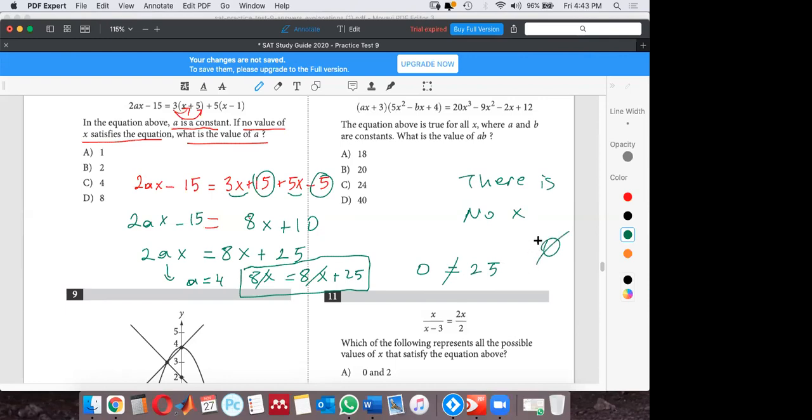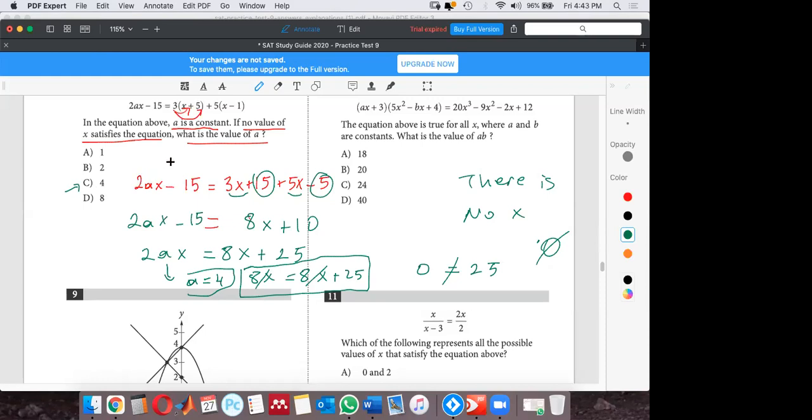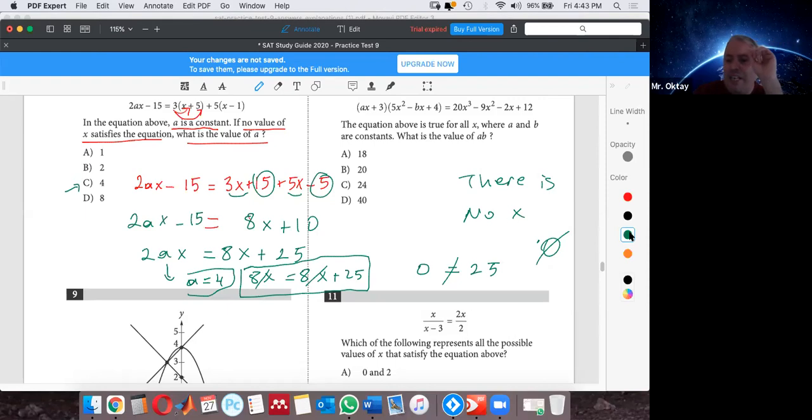So the answer is wrong? Yes, but be careful now. No, the answer is not wrong. The answer is 4. Imagine now, what am I going to do? They're asking to find the value of a for which there is no solution. For example, imagine a is 1. Be careful, a is 1. What will be 2 times 1 times x, 2x, minus 15, equals 8x plus 10.